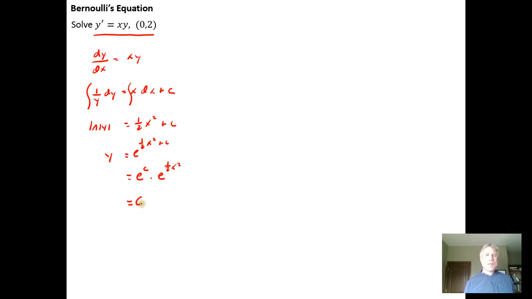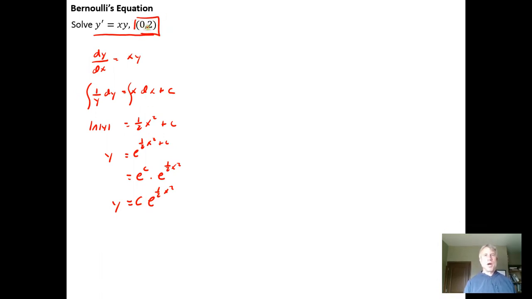And then we recognize that e to the c is just a third constant, and so instead of subscripting it with a 3, saying we've now got two constants that we combined, we just keep using c for our constant, so we get c e to the 1/2 x squared. And then we solve for c using our initial conditions.